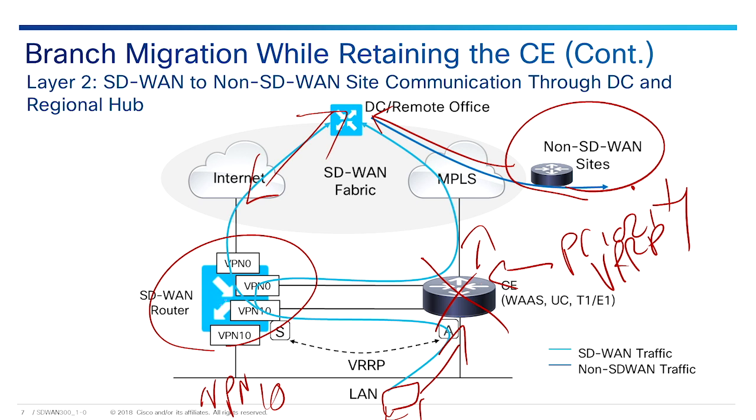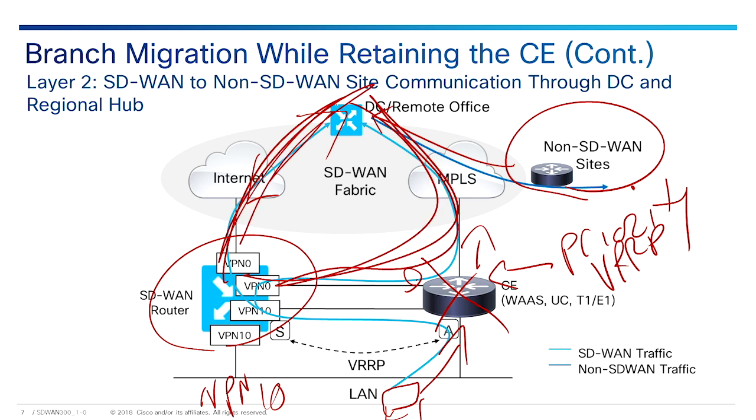Remember, from the SD-WAN router, this looks like just another tunnel interface for VPN 0. So we're forming tunnels over both of these directions.